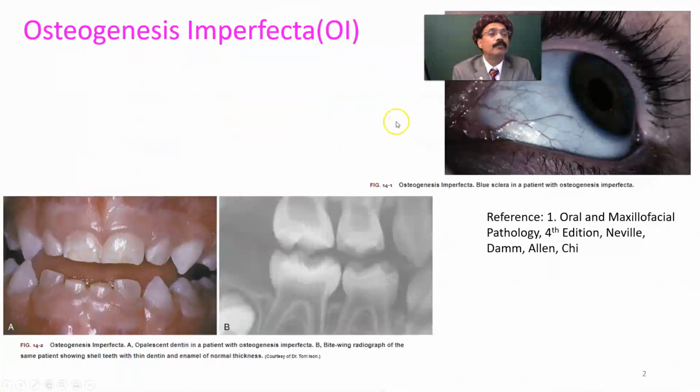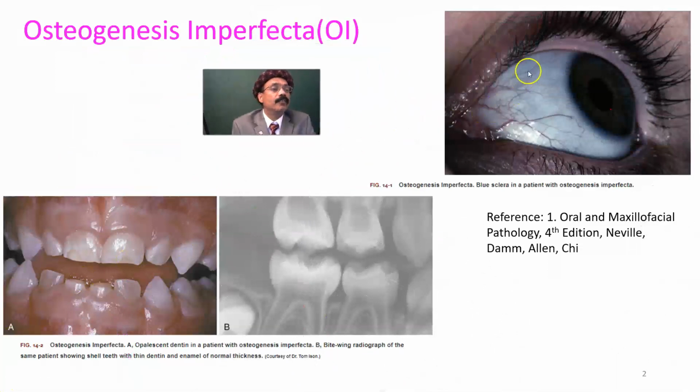If you look at the sclera, it is blue in color, even more blue than this in certain individuals, because of lack of collagen. The choroid underlying the sclera is exposed, very much so in this image, so this part is bluish in color. It may be very blue or less blue, depending on the amount of collagen. So this is blue sclera in a patient with osteogenesis imperfecta.